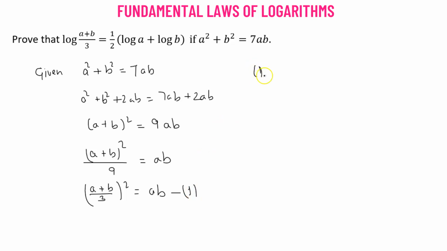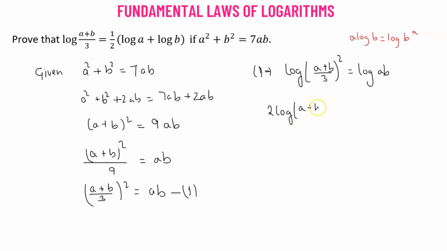Now what we'll do is take equation number 1 and apply the logarithm on both sides. That will give us log of ((a plus b) over 3) whole squared equals log of a times b. Now here we'll apply a property of logarithm: a times log of b equals log of b raised to the power of a. And doing so, our term on the left hand side becomes 2 times log of (a plus b) divided by 3 equals log of a times b.